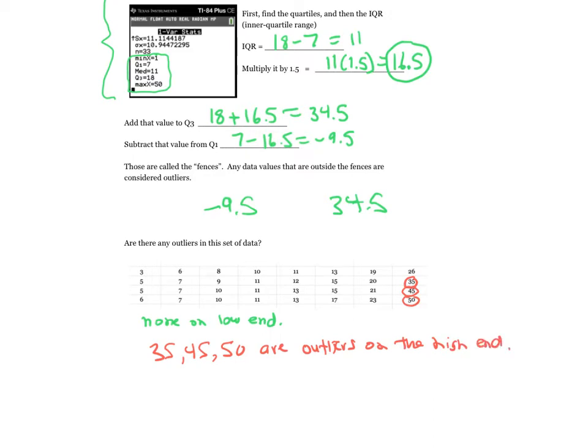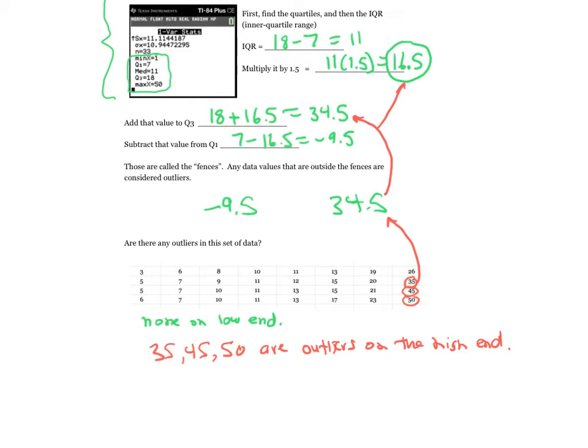So usually we would make a comment similar to these two, where you'd say there's no outliers on the low end, but there are, in this case, 3 outliers on the high end, and we would list them out. They're outliers because they are bigger than 34.5. Remember, we got 34.5 by taking the third quartile and adding our 16.5 to that. On the low end, we couldn't have any outliers because we didn't have any negative numbers.